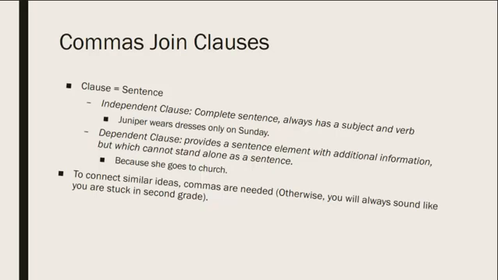So even though we have a subject, she, and a verb, goes, there's this other word at the beginning of this sentence which kind of throws the whole thing off, and that's the word because. So if we get rid of the word because, we have 2 independent clauses. And these 2 independent clauses are maybe related, and we want to connect them. So to connect these similar ideas, that's where we're going to use commas.